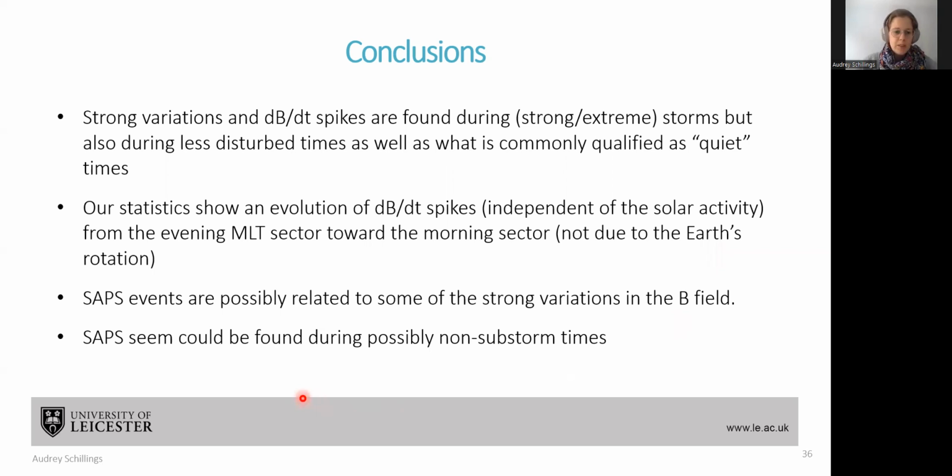Then we found some SAPS events that could possibly be related to strong variation. I say possibly because, first of all, there are only 2 events, so probably more events should be found to be more confirmed. And then also some other parameters might be good to have to confirm that as well. And then it seems that SAPS could actually be found also during non-stormy time.